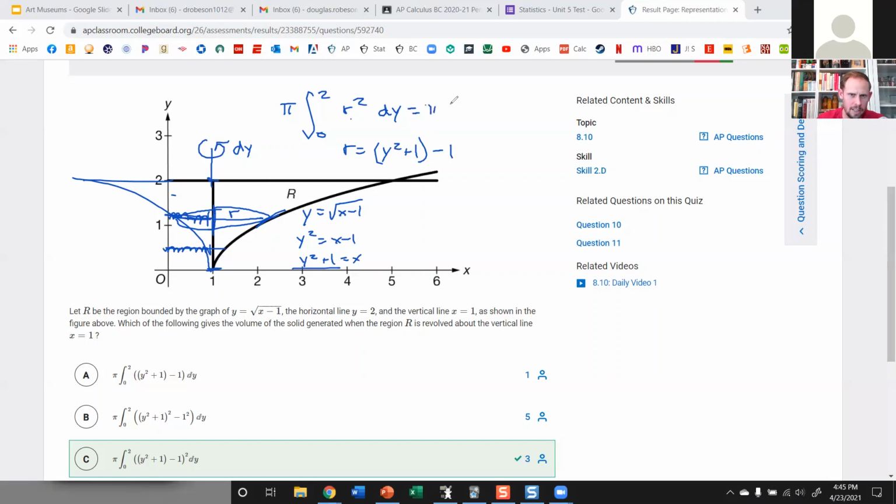So it would be pi times the integral from 0 to 2 of y squared plus 1 minus 1 squared dy. Now, they probably could have just canceled that out if they wanted to, but they didn't. They left it all right there just to try and make it more confusing, it looks like. The square is outside. It is dy. We're going from 0 to 2, and there's a pi out front. So that's our answer for that guy.